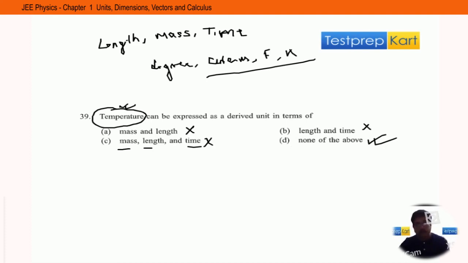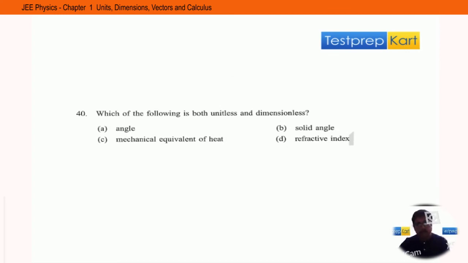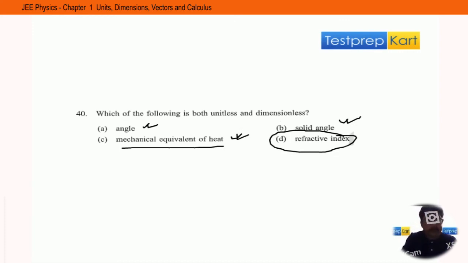Now, which of the following is both unitless and dimensionless? Angle has some unit. Solid angle has some unit but is dimensionless. Mechanical equivalent of heat has some unit. But only the refractive index does not have any unit as well as dimensions. So this is a very, very important thing that you need to understand.